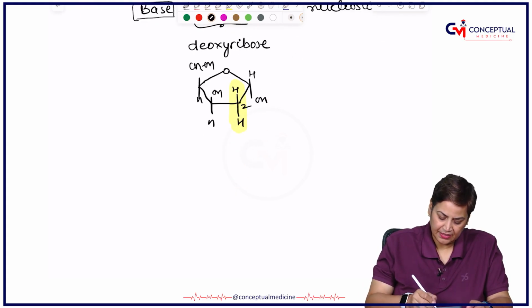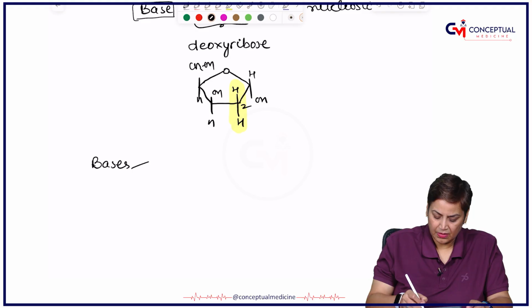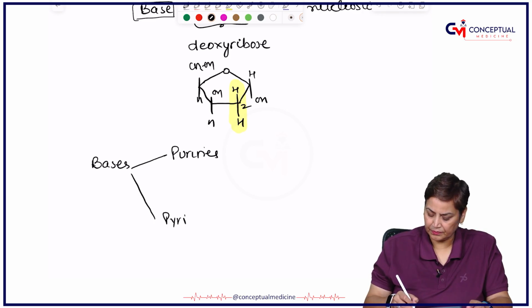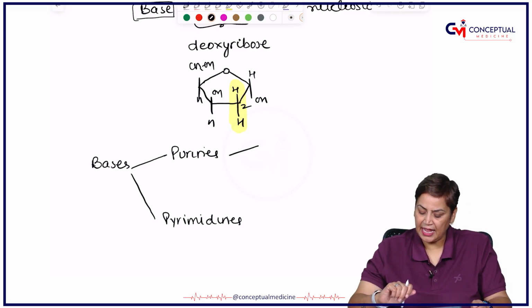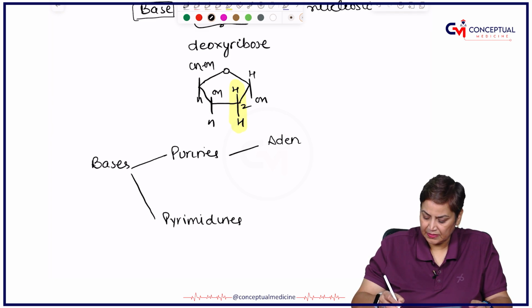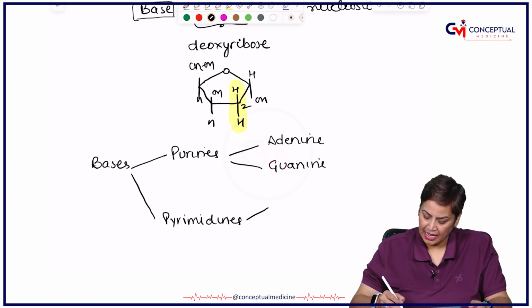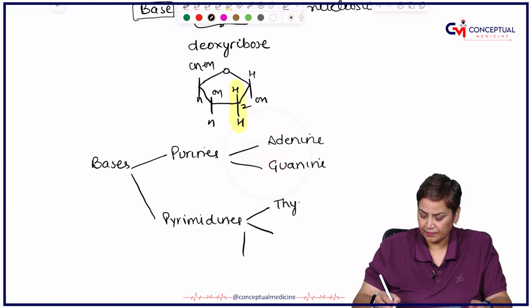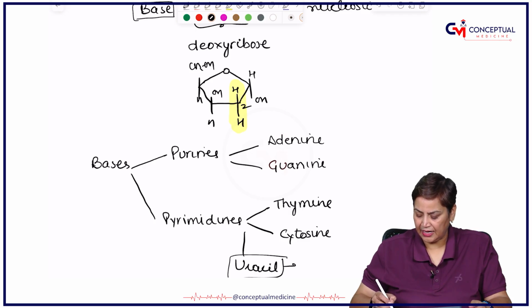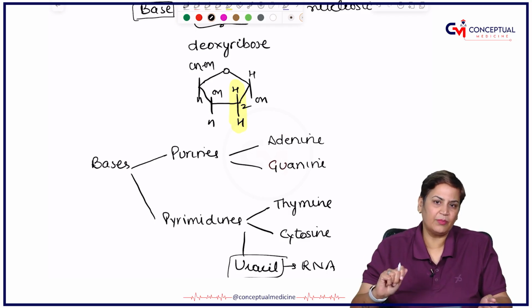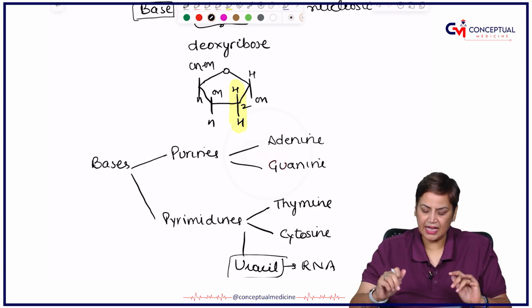Then if we talk about the bases, they are again of two types. The bases are purines and pyrimidines. Now if we talk about purines, purines are adenine and guanine, and pyrimidines are thymine, cytosine and uracil. But since uracil is present in RNA, here we are talking about DNA, so uracil will not be present.